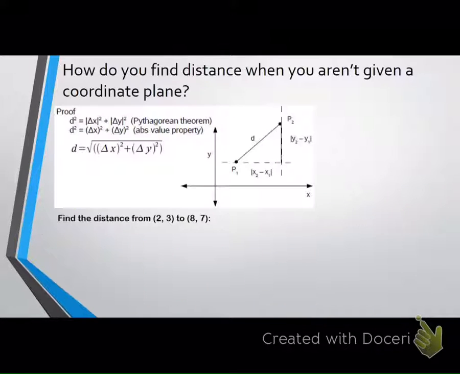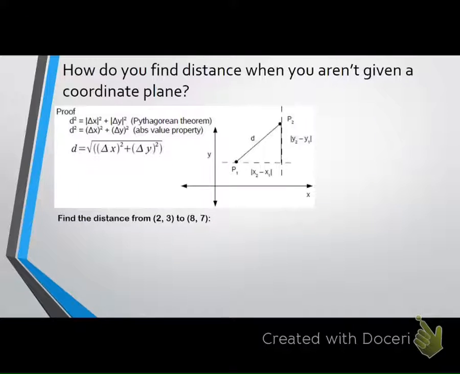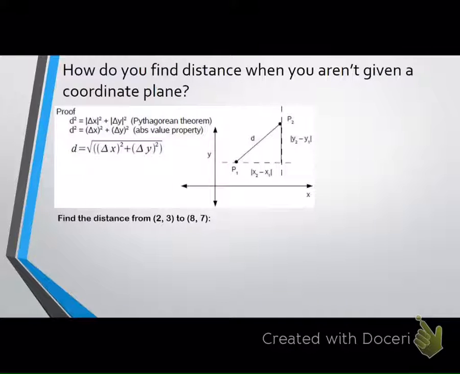All right. So how do you find the distance when you aren't given a coordinate plane? Sometimes you're not given a coordinate plane. Sure, you could plot the points and draw it, but what if the numbers were like 1,000, 2,000 and -2,000, -1,000,000? You're not going to want to use a coordinate plane in that situation, right? Those are very big numbers. So we need to know how to do it when that's not the case.